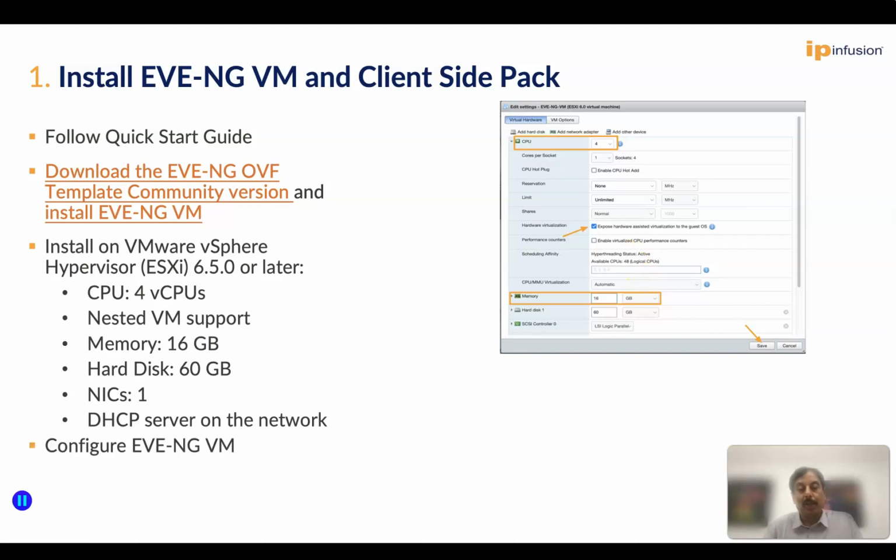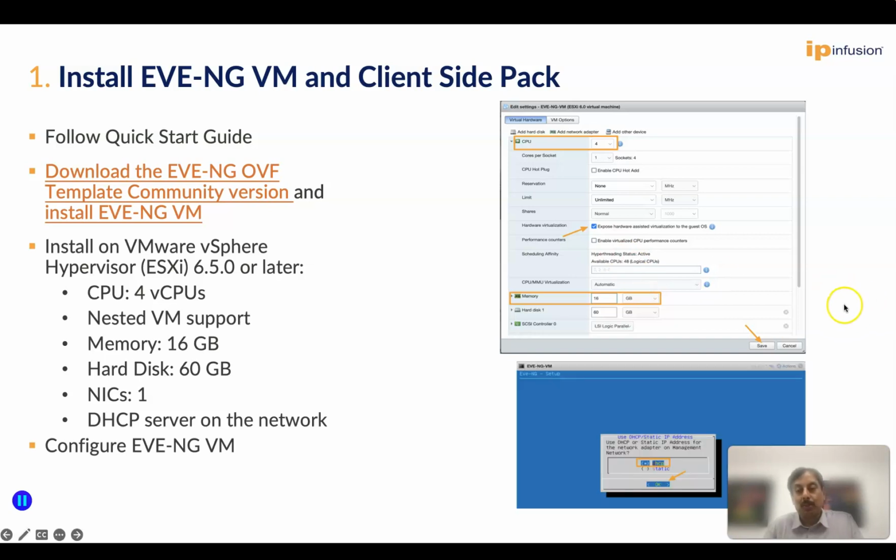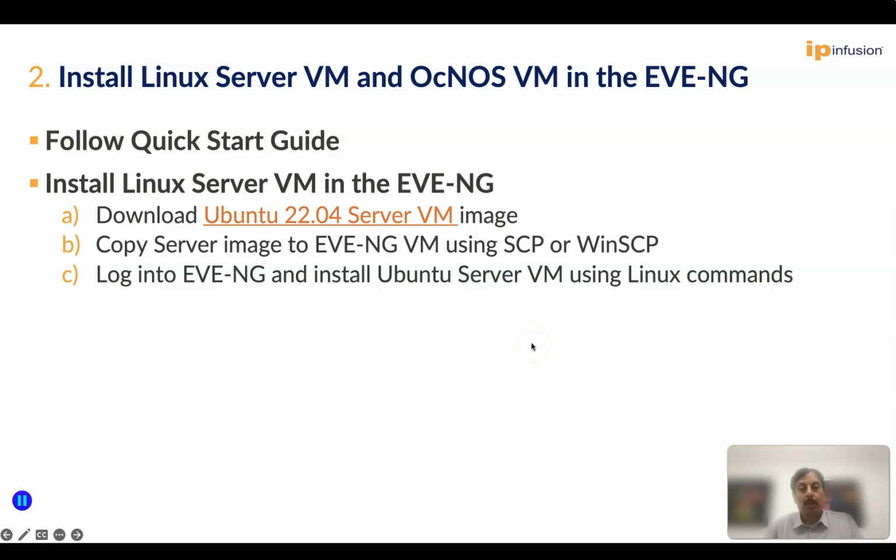Next, you are going to configure the EVE-NG VM, which is an interactive wizard. So here is one example. It's asking, can I use DHCP or static? And you select DHCP. So now we are going to install Linux server inside EVE-NG.